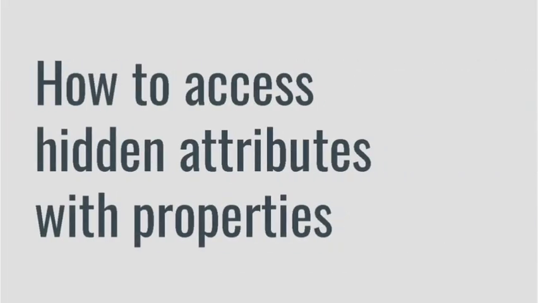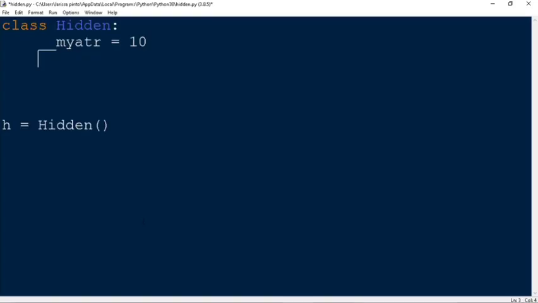How to access hidden attributes with properties. Now here we have a class and we have an attribute within it, my attribute, which is equal to 10, and it is hidden. So to access this, I first am creating a property.